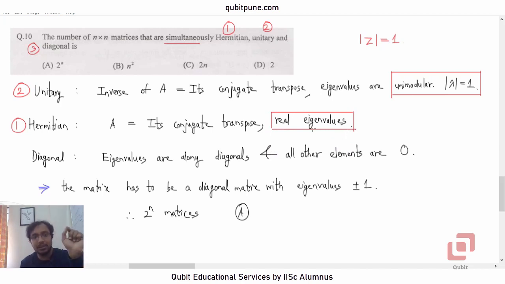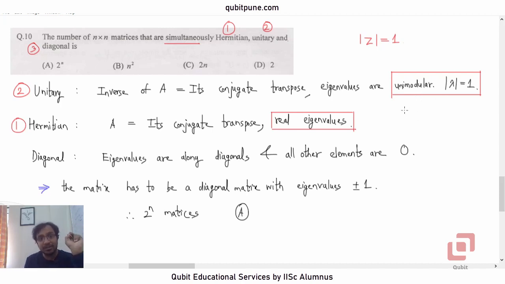Now if we want a matrix to be both Hermitian and unitary, mod z equal to 1 is true for unitary matrices, and Hermitian matrices have real eigenvalues. So if we impose both the conditions, then the eigenvalues can be just plus 1 or minus 1, because they are the only two real numbers whose modulus is 1.